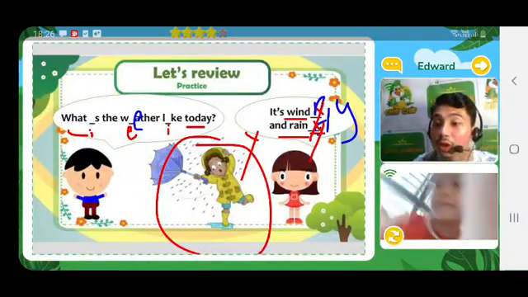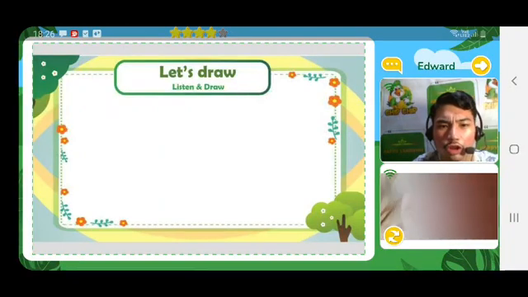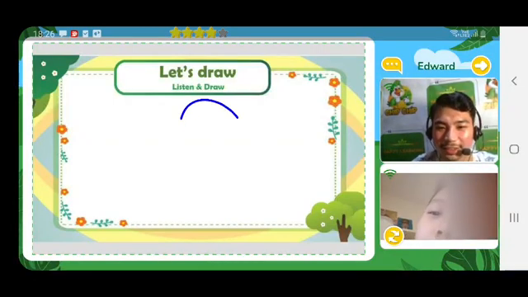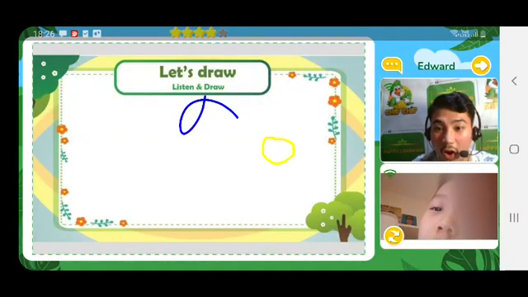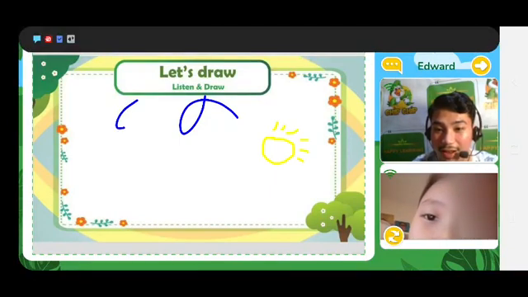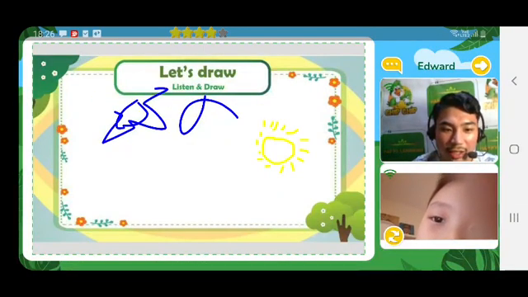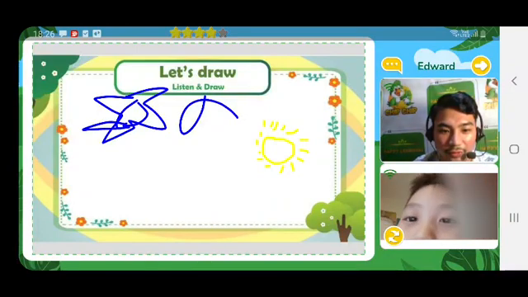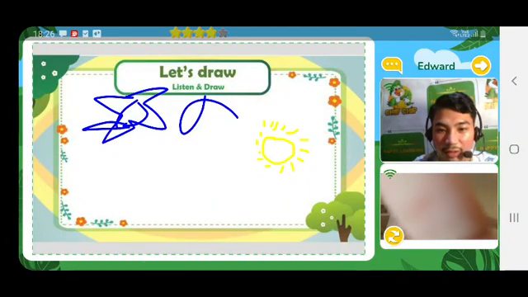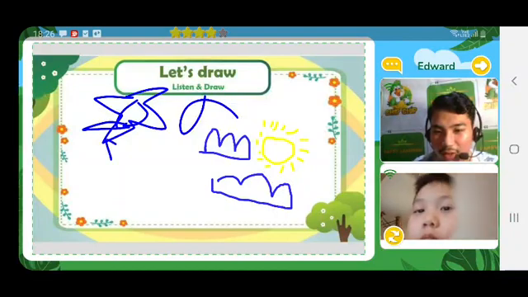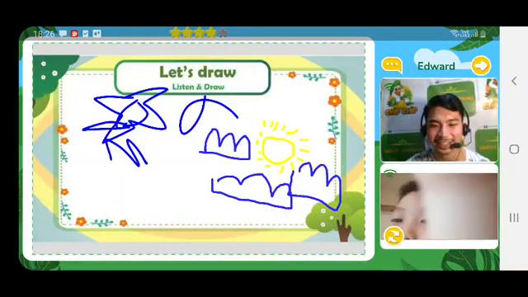How about here? Can you draw a sun? Draw a sun. Sun. Sunny. It's the sun. And the clouds. The clouds. Wow. All right. The clouds. And the wind. Shh. Wind.